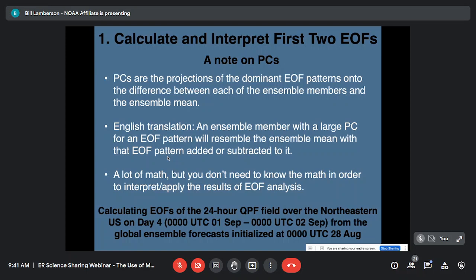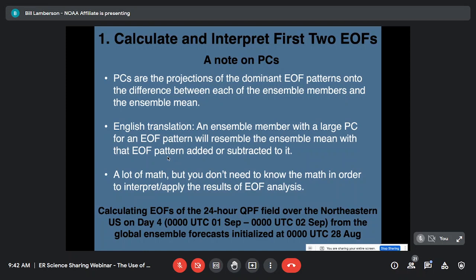In English translation, an ensemble member with a large PC for an EOF pattern will resemble the ensemble mean with that EOF pattern added or subtracted to it. Whether you add or subtract depends on the sign of the principal component. For a positive principal component, you would add the EOF pattern to the ensemble mean. For a negative principal component, you would subtract that EOF pattern from the ensemble mean. Again, it's a lot of math, but you don't need to know the math in order to interpret and apply the results of the EOF analysis.